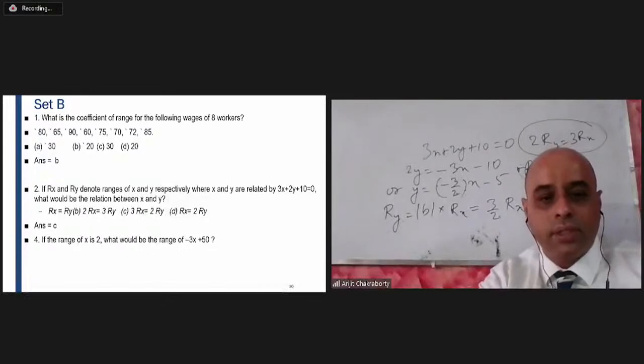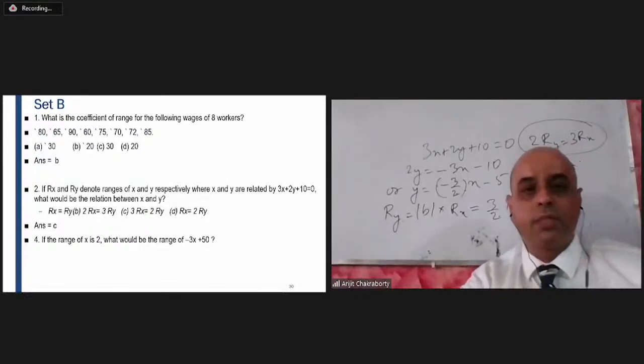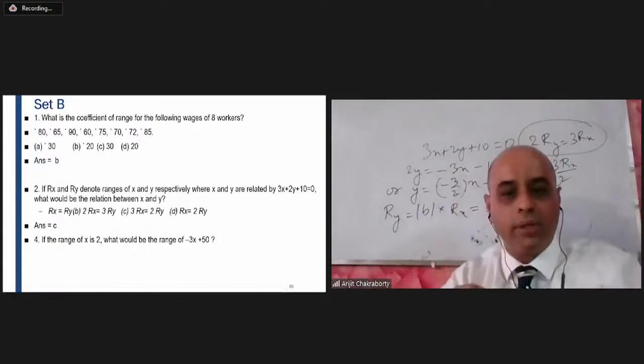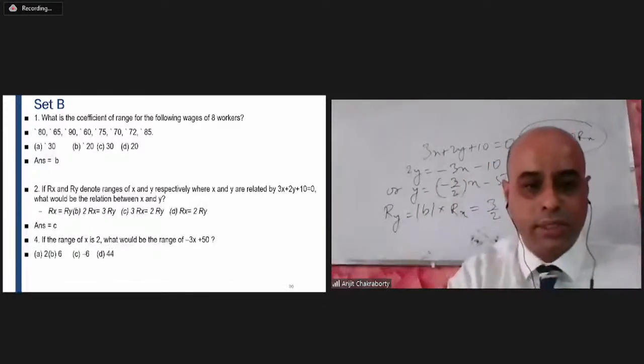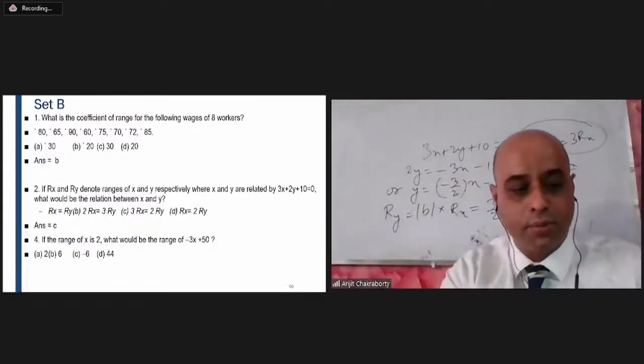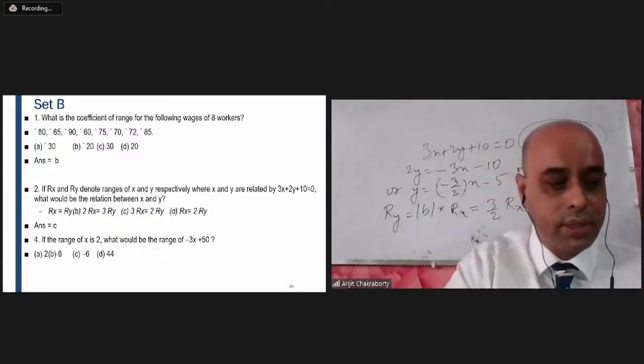If the range of x is 2, what will be the range of minus 3x plus 50? Very easy. It will be just 2 multiplied by minus 3. The answer is minus 6. Option C is the right answer.